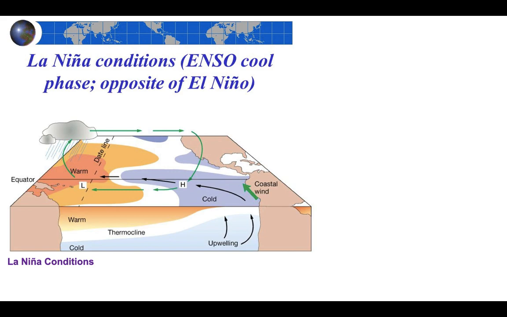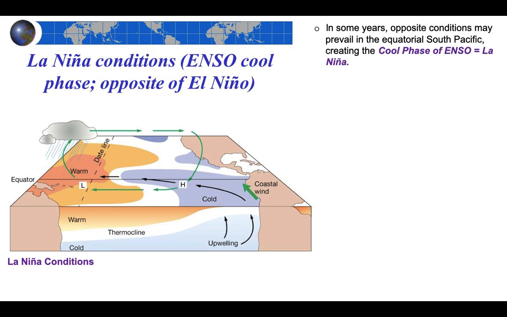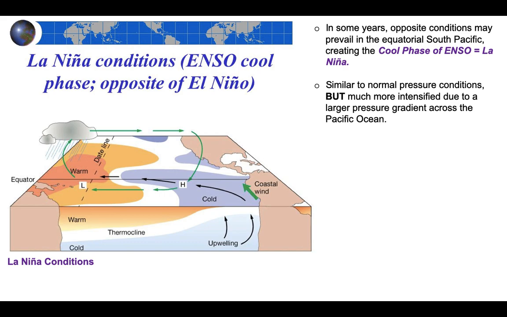So El Nino is not permanent. It lasts for 8 to 12 months, and then it is basically replaced in some years by completely opposite conditions in the equatorial South Pacific Ocean. And we call that the cool phase of ENSO, the El Nino Southern Oscillation, and it's exactly opposite to El Nino, and so the scientists have called it La Nina, for female child.